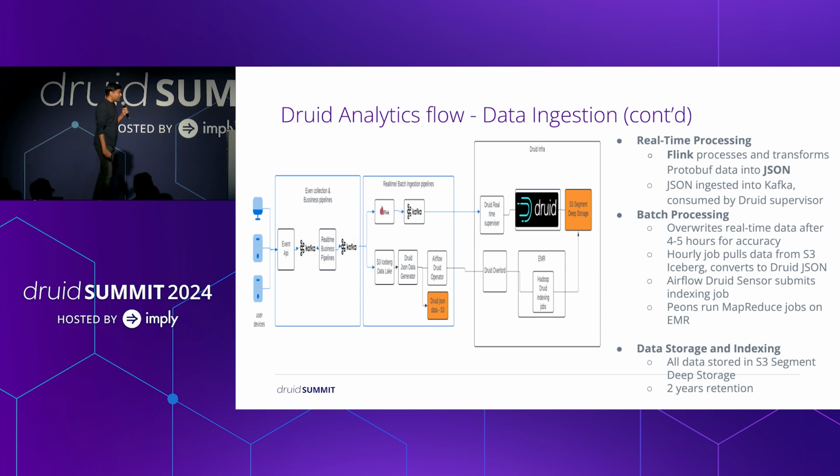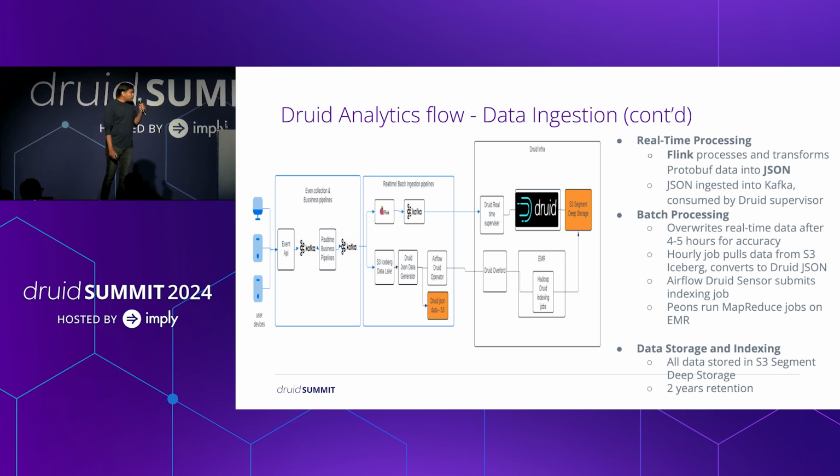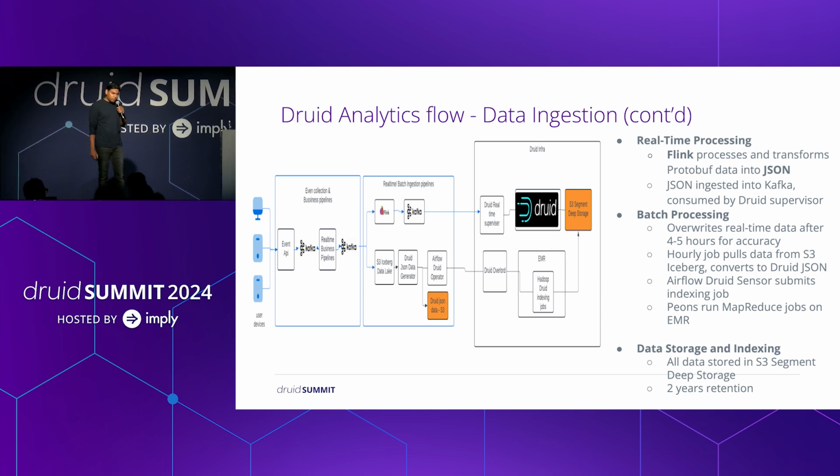And regarding the real-time pipeline, we use Flink. Flink is the streaming framework. Flink takes the data from Kafka in protobuf format and converts it into JSON format. The protobuf format has a nested structure, and we need to flatten that. So that is also done in the Flink pipeline.